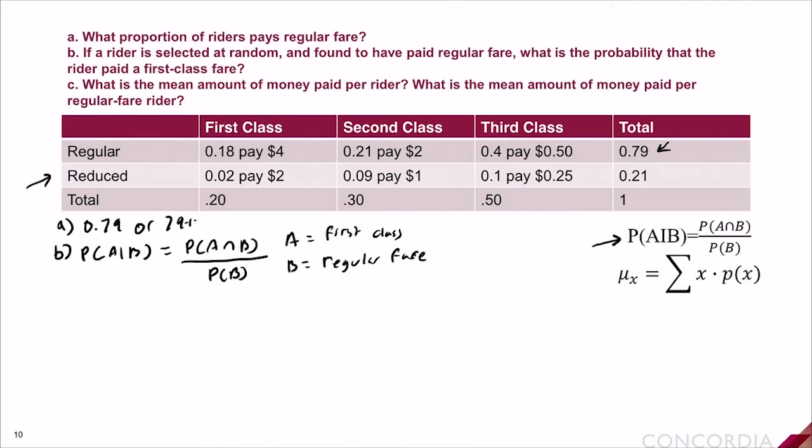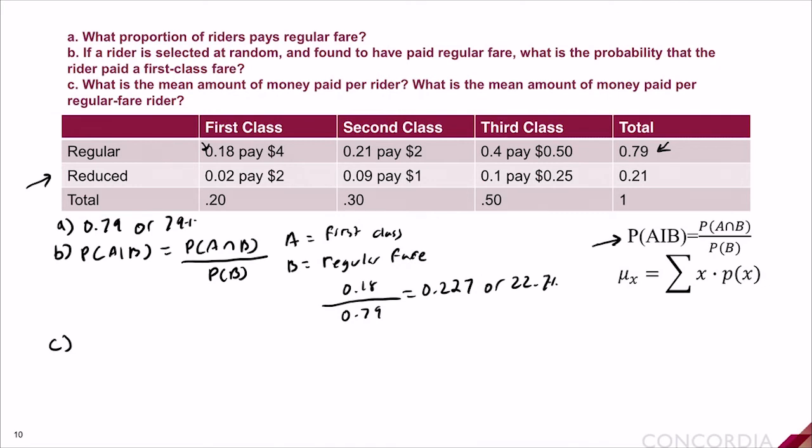The formula requires us to simply translate B, which we know to be 0.79. However, we also need the intersection of both A and B, which is the people who paid first class and paid regular fare, which is right here, 0.18. And that'll give us an answer of 0.227 or 22.7%, meaning that given that person paid regular fare, there is a 22.7% chance that he or she is in first class.